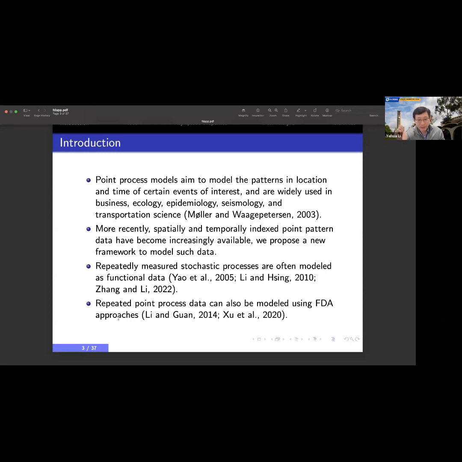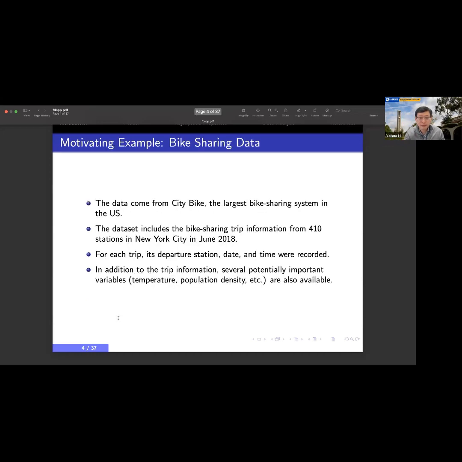Basically, for point process data, you have to model the intensity function. And if you have many point processes, a whole collection of point processes, you can use a latent process to model the differences between these intensities. And these latent processes can be modeled using a functional data analysis approach. Okay, the motivating data in this paper, couldn't find this.